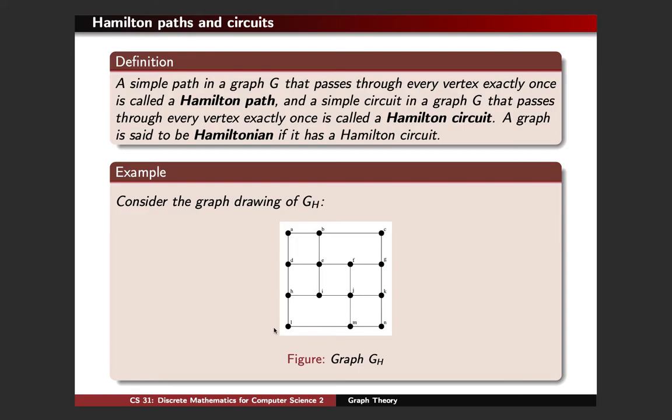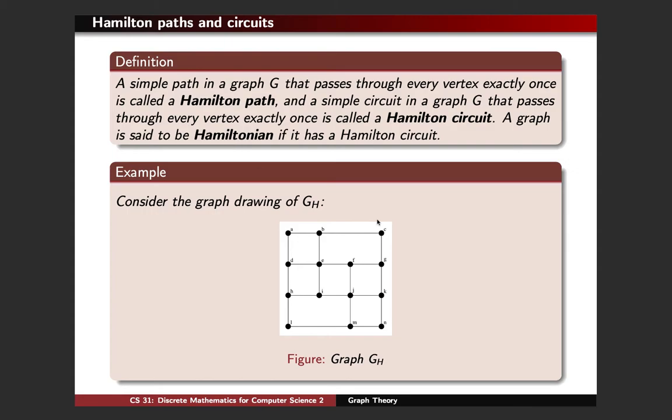Yung dadaanan mo lahat ng vertex, tapos yung kung saan ka nagsimula, dun ka rin matatapos. So, let's say, from A, pwedeng A, and then B, and then H, and then L, M, N, K, J, I, E, F, G, C, B, and then back to A. So, since ito ay may Hamilton circuit, ibig sabihin, itong graph na ito ay Hamiltonian.